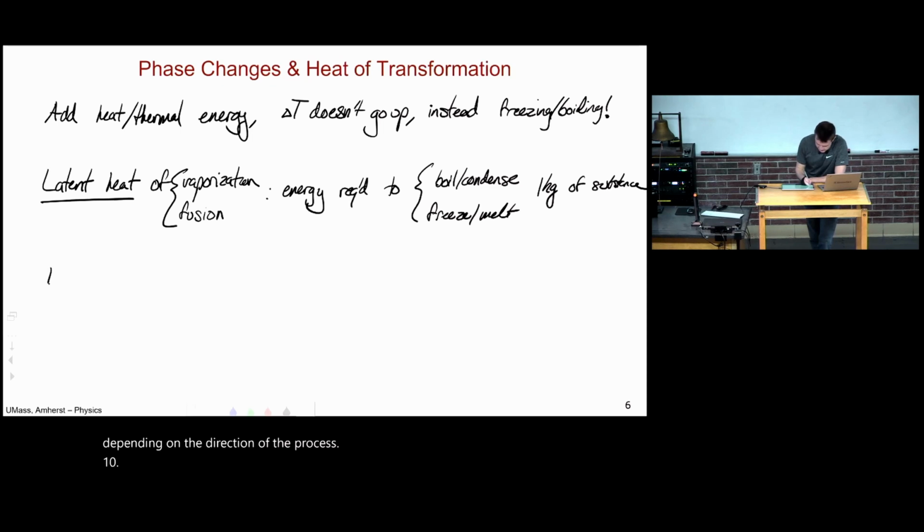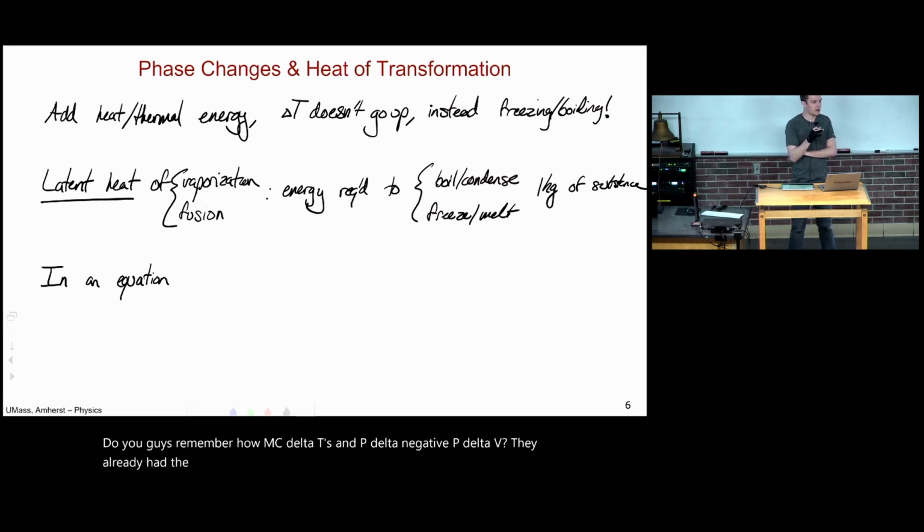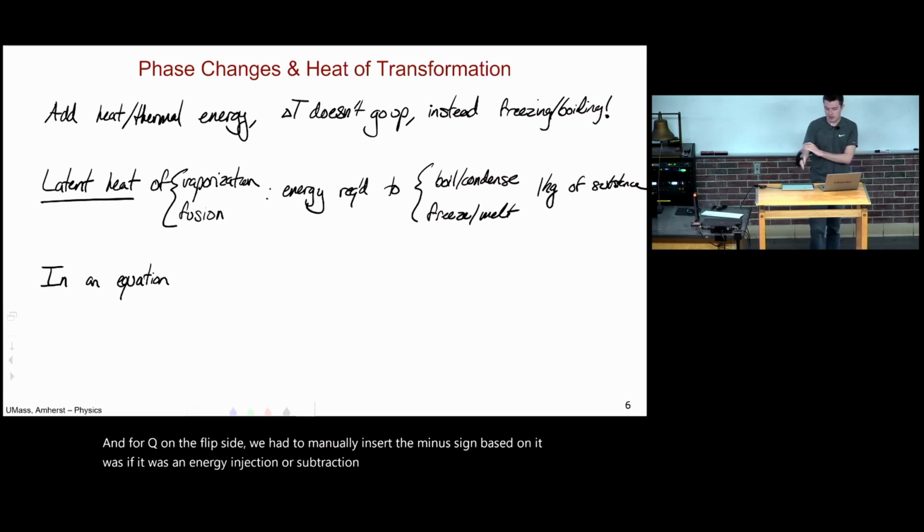Okay, I'm just going to say this before we get to an example. In an equation, you guys remember how mc delta T and negative P delta V already had the correct minus sign in front of them, and we were just double checking that it was what we expected. And for Q, on the flip side, we had to manually insert the minus sign based on if it was an energy injection or subtraction. Same thing for phase changes. We're going to have to use our noggins to decide whether you want to have a plus sign or a minus sign, and this trips people up.